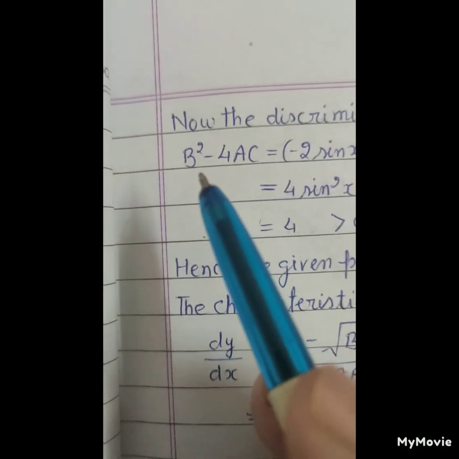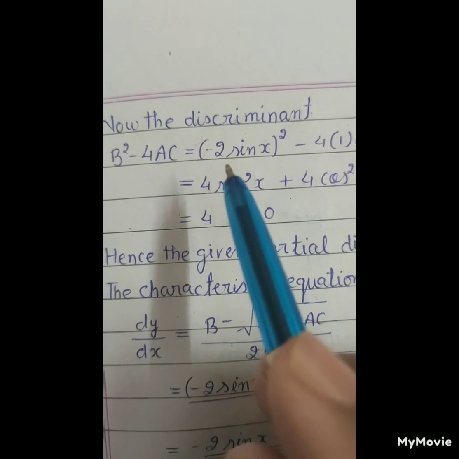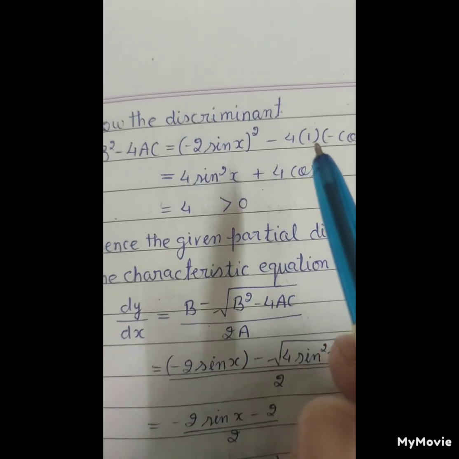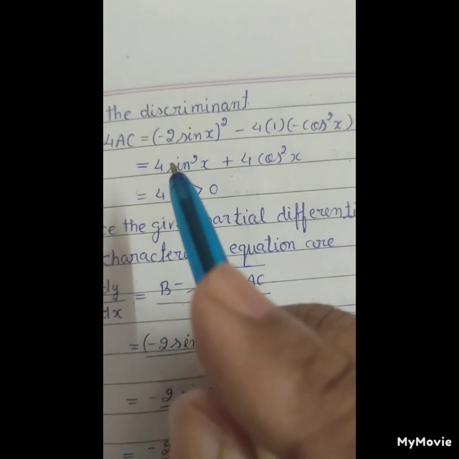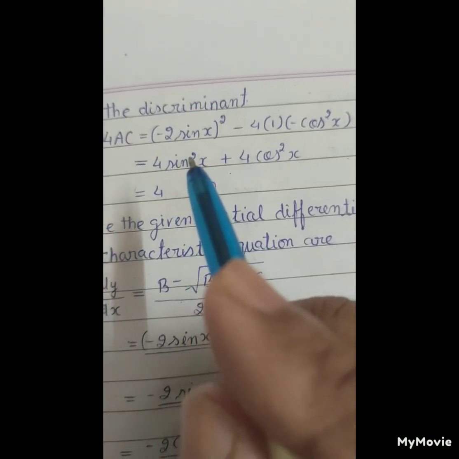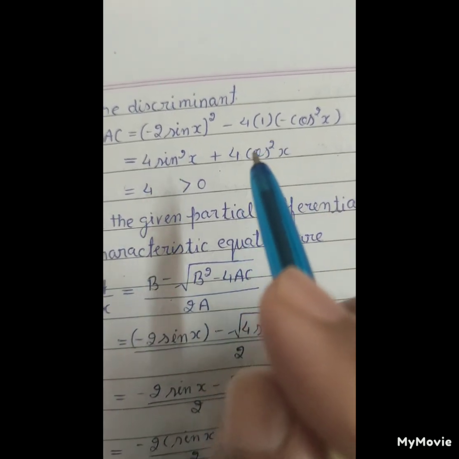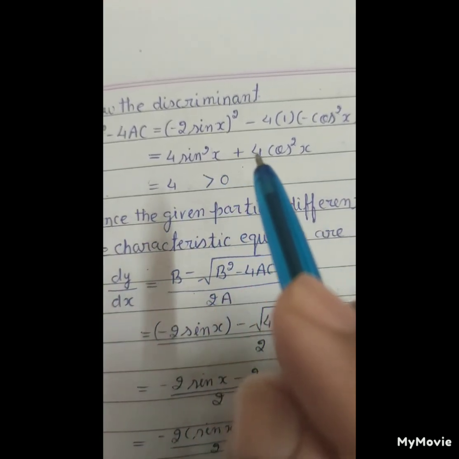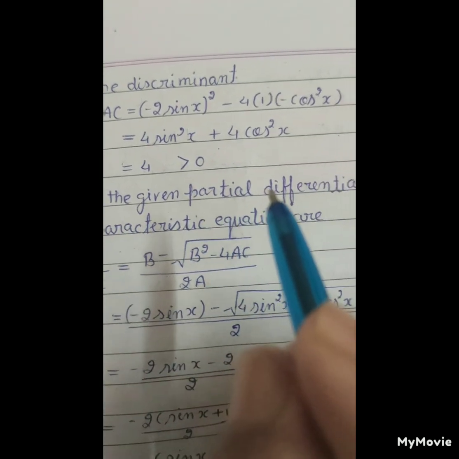Now the discriminant b² - 4ac = (-2 sin x)² - 4 times a, which is 1, times c, which is -cos²x, so it equals 4 sin²x + 4 cos²x. Taking 4 common, sin²x + cos²x = 1, so it is 4, which is greater than 0. Hence the partial differential equation is hyperbolic.